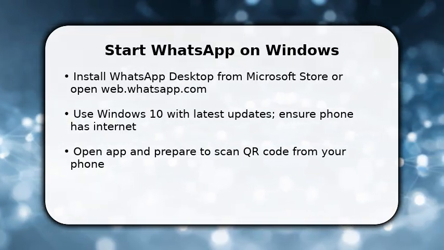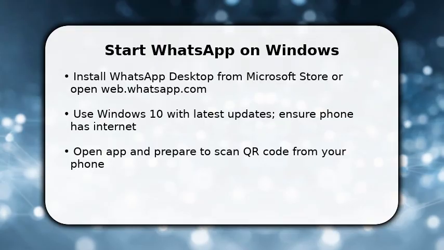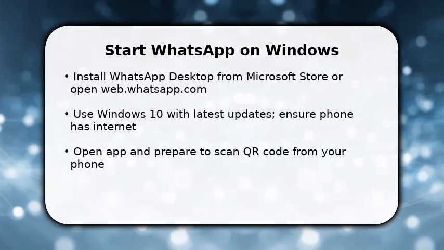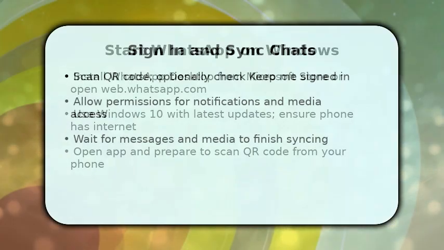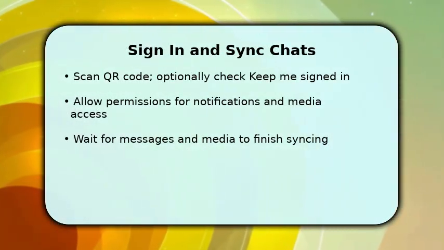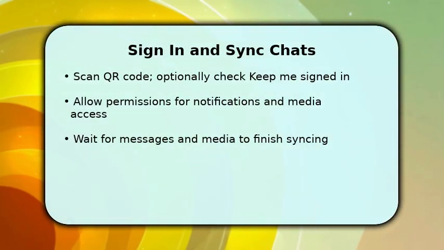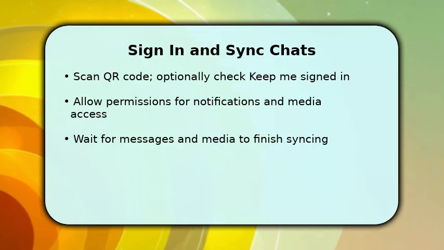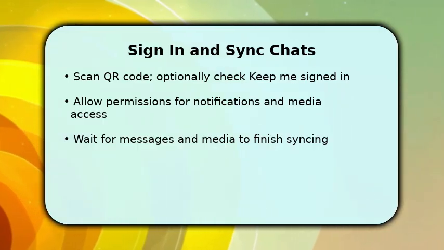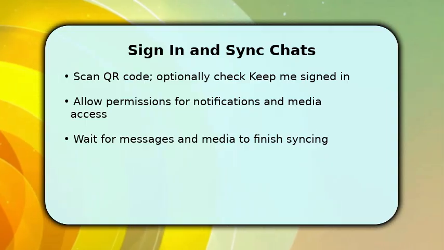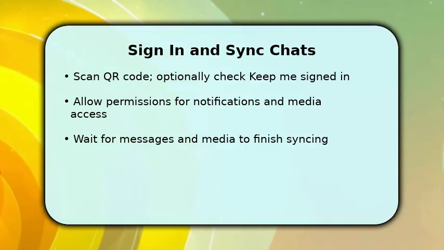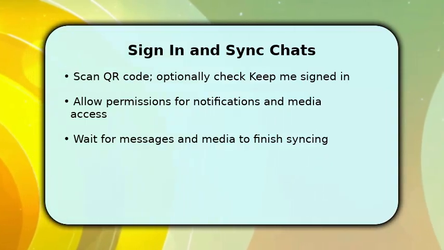Make sure your phone stays online during the initial link so the desktop app receives recent chats and media without delay. Once the QR code is scanned, the app signs you in and immediately starts syncing your chats and media. You should allow notifications so messages pop up on Windows and grant file access when prompted to download attachments. If you choose Keep Me Signed In, you avoid repeated scans.